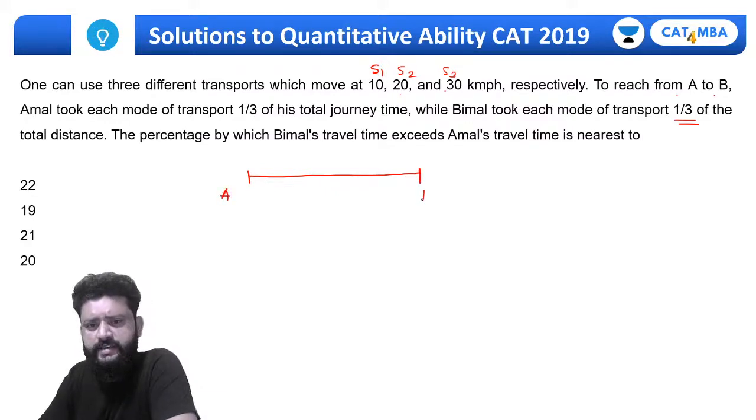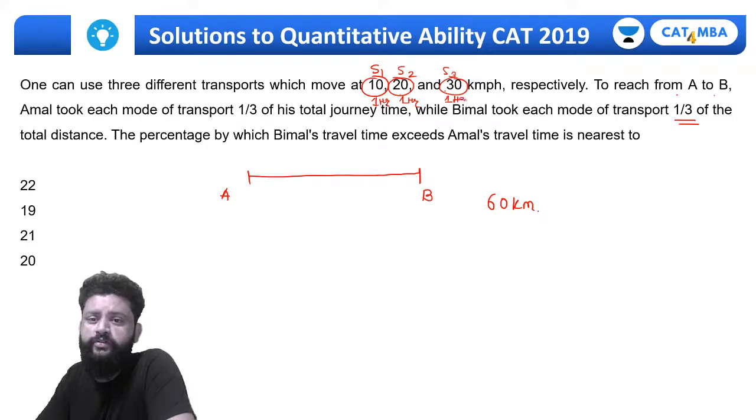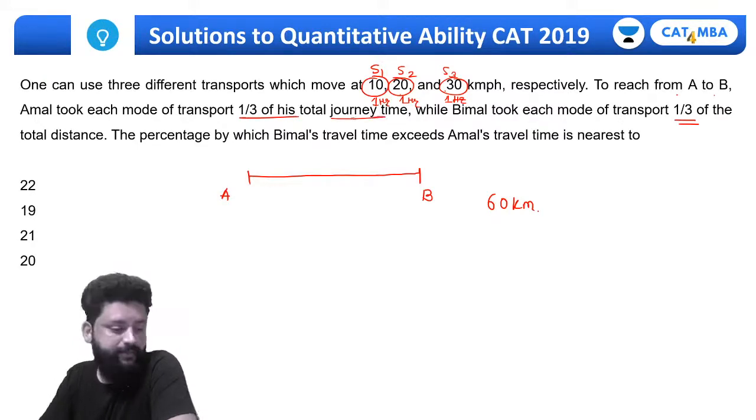So if the distance is 60 kilometers and I travel for 1 hour, look at this, because this addition also comes 10 plus 20 plus 30. So I can travel 1 hour with the speed of 10, 1 hour with the speed of 20, and 1 hour with the speed of 30, not LCM, sorry, this is the addition. So 1/3, 1/3, 1/3. That's what Amal did. Amal took each mode of transport for 1/3 of his journey.